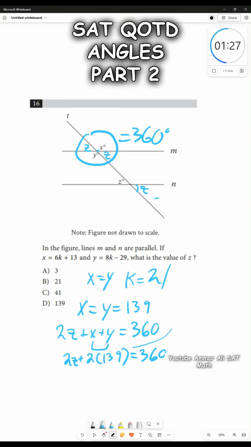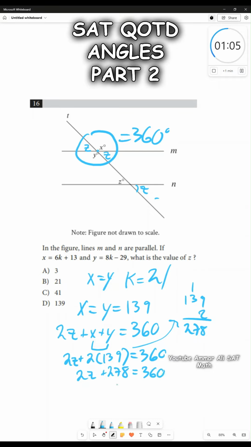So over here, I'm going to figure out what 2 times 139 is. You can use your calculator. I like to just do everything by hand. So it's going to be 18. 2 times 3 is 6, plus 1 is 7. So we have a 278. So 2z plus 278 is going to equal 360.